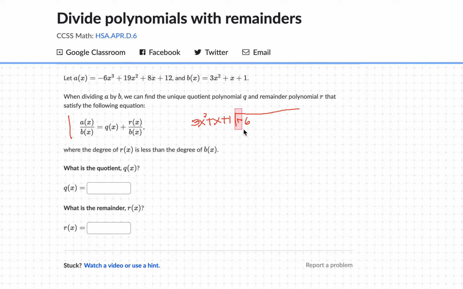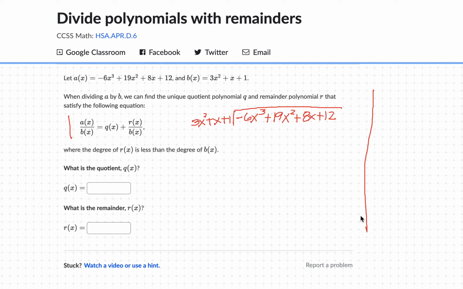Let me just do this correctly now. Okay, I'll redo my box. Okay, so I'll have my negative 6x cubed plus 19x squared plus 8x plus 12. So let's begin. So I'll just put a small divisor in order for me to be able to create a little bit of a space.